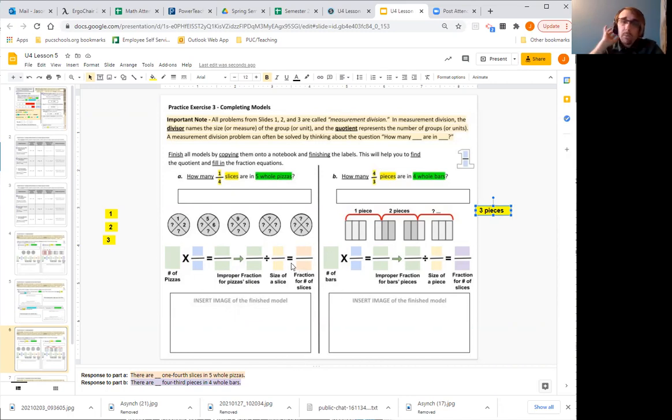So for part A, that would be 5 circles, all of them shaded lightly. Don't do a really dark shading. It makes it harder to break them up and to label them. And then you're going to break them up into fourths. That's because in this problem, there are 5 whole pizzas, and we're seeing how many 1/4 slices are in those 5 pizzas. And so we're going to break each of the 5 wholes into 4 pieces and count the pieces all the way to the end.